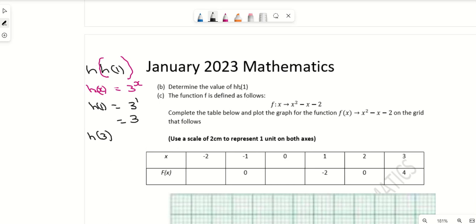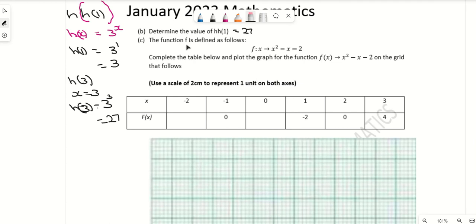And we know that h of x is again 3 to the power of x. So that means x is equal to 3. So h of 3 is equal to 3 to the power of, what is x? 3. 3 to the power of 3 is equal to 27, which is 3 3s are 9, 9 3s are 27. And that is how we get the value of this, which is equal to 27.